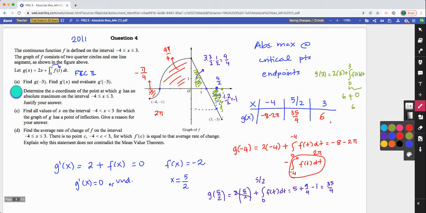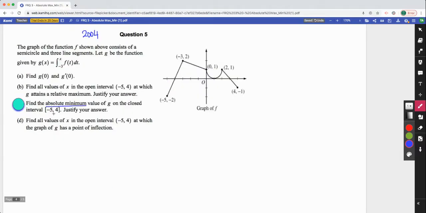And as you can see here, this is the absolute maximum value of our function. But you can just put this in a sentence, saying that g has an absolute maximum value at x equals 5 over 2 by the candidates test. Okay? Next, find the absolute minimum value of g on the closed interval negative 5, 4.